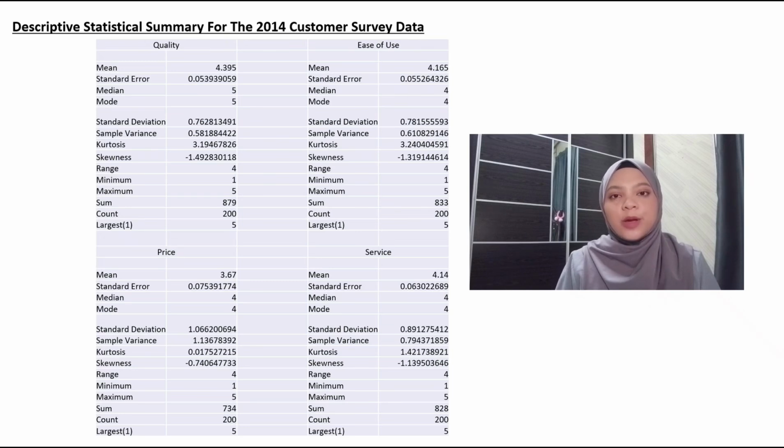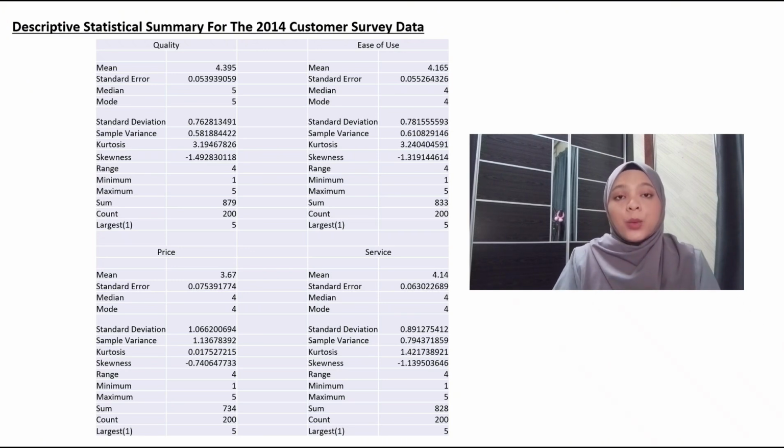Okay, Assalamualaikum everyone. My name is Rabi'atun Karanisa, and today I will be presenting the descriptive statistical analysis based on the 2014 customer survey data for Law Innovator. The purpose of this analysis is to better understand customer satisfaction based on 4 key attributes, which are quality, ease of use, price, and also service.